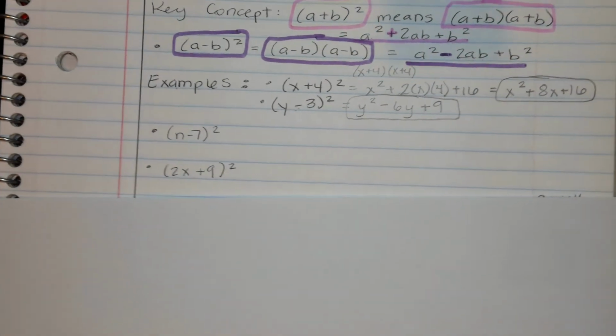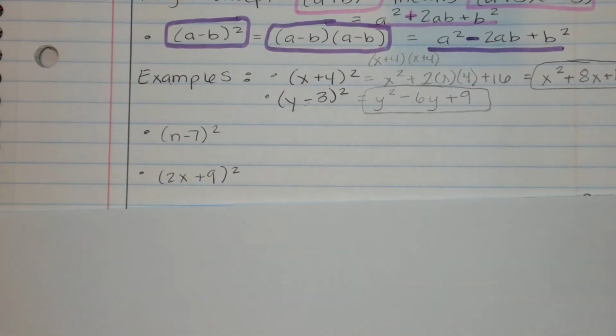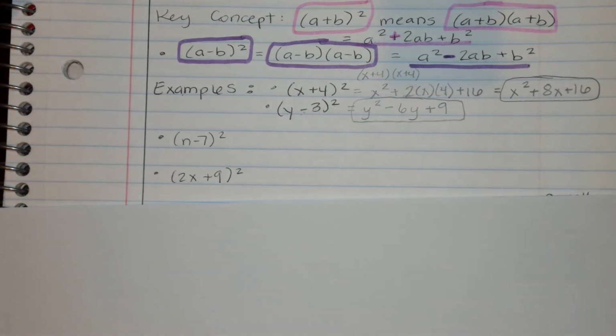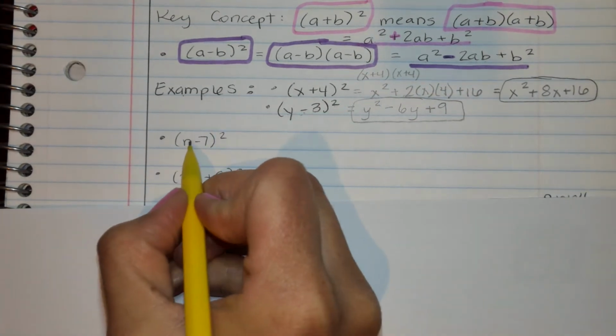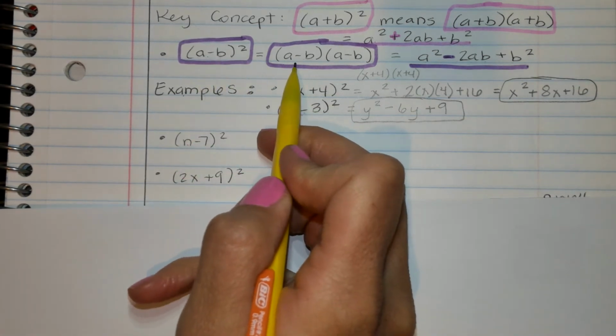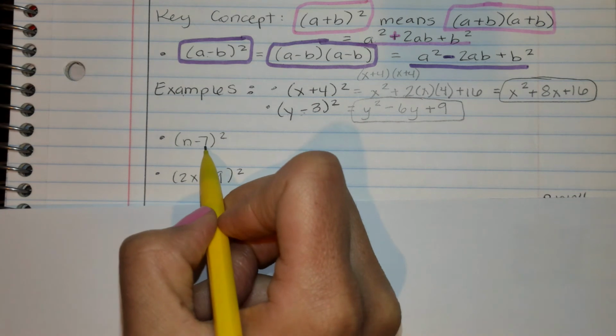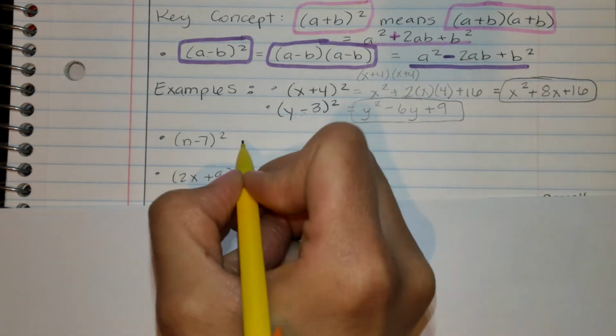I kind of want to show the key concept still. Okay, so, oh, now you can't see it. So let's follow that key concept and do the shortcut. So it's n minus 7 squared. I'm looking at the one with the minus. Remember, it would mean to write it out, n minus 7 times n minus 7, but I'm showing you the shortcut right now, so I'm going to do this.